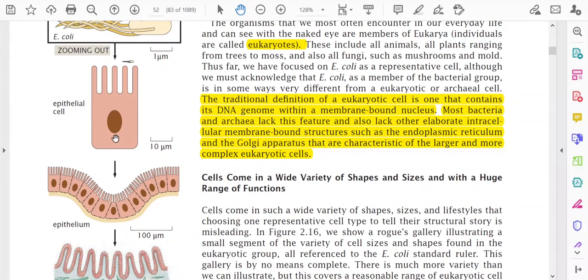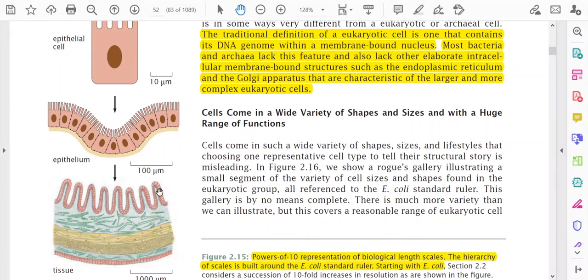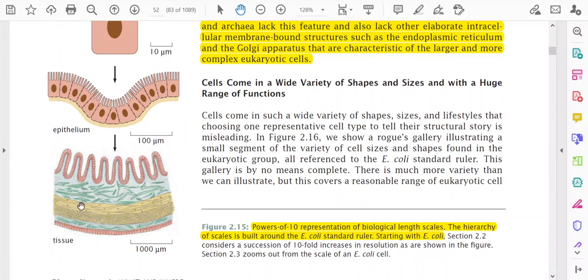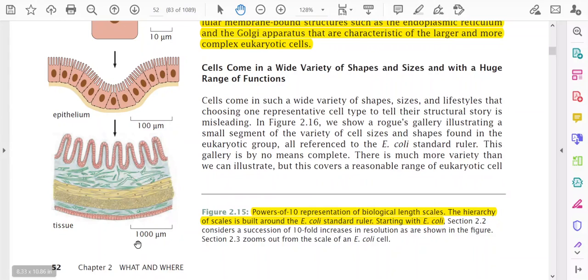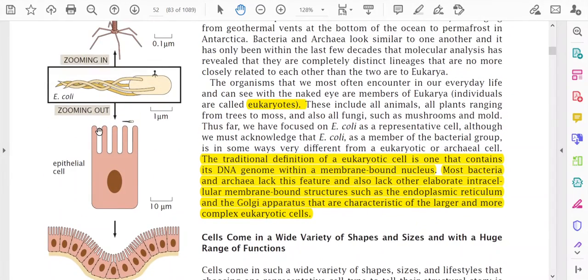These epithelial cells form the epithelium system or planar epithelium sheets. So these are the sheets. This length is of the order of 100 micrometer, and these sheets are the building blocks of epithelial tissues. These tissues are of the size of 1000 micrometer. So the point is that if we zoom in or zoom out from our standard system E. coli, we can go to different systems of biology.